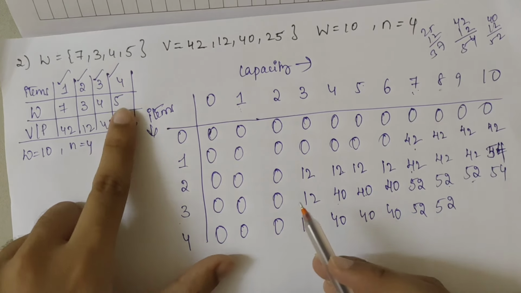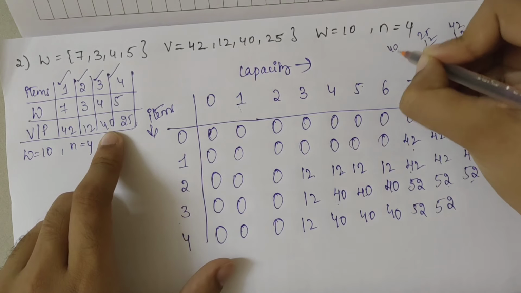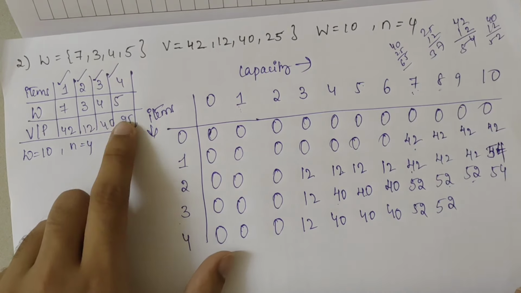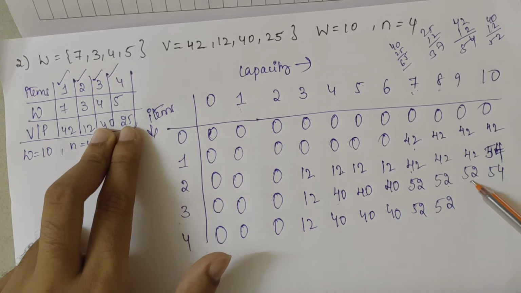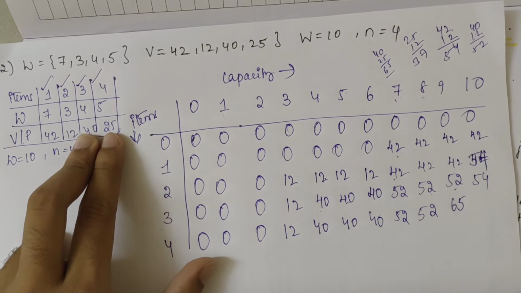For 9, I have a combination. I can write a combination of 4 plus 5. How much will it be? 40 plus 25, that is 65. I have 65 here. One possible subset combination. Or here I have 52. 65 or 52, 65 has the greater value, right? So I'll write 65 here.